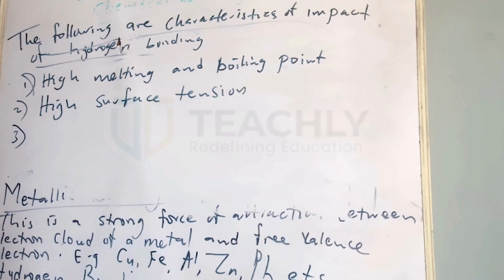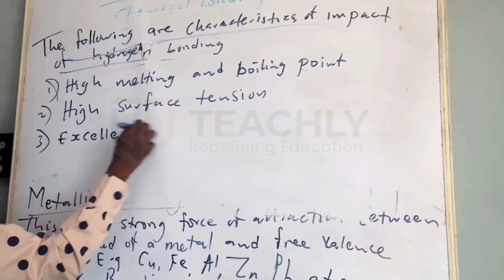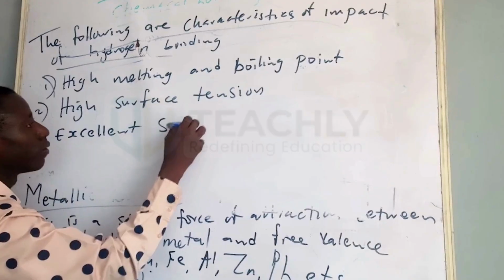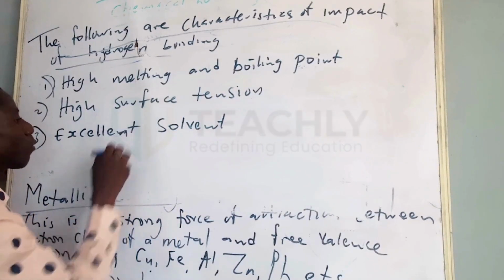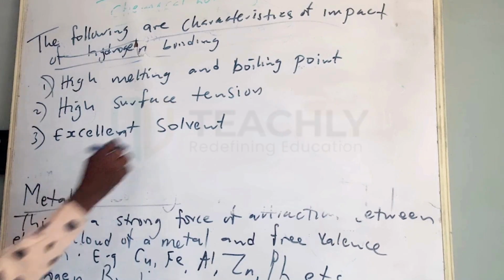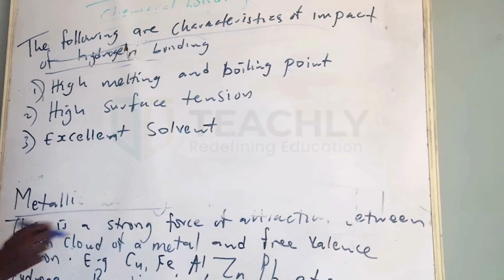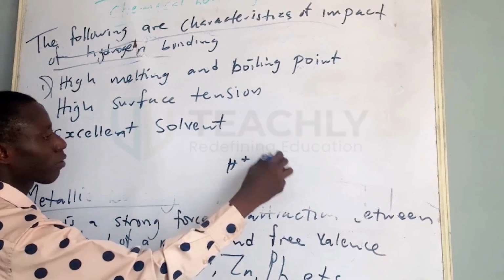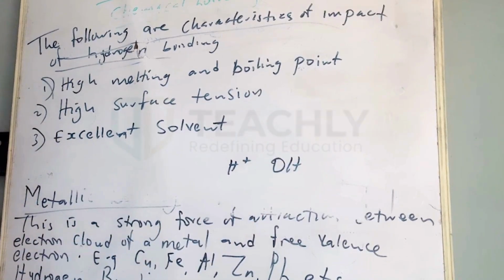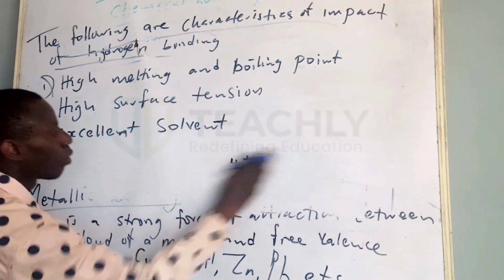Hydrogen bonding is also responsible for water being an excellent solvent, a universal solvent. Why? Because anytime water reacts with any kind of hydrogen bonding, the hydrogen ion can react to dissolve, to form bonding. Being able to dissolve any substance is what we call an excellent solvent. A solvent is something that can dissolve other substances.